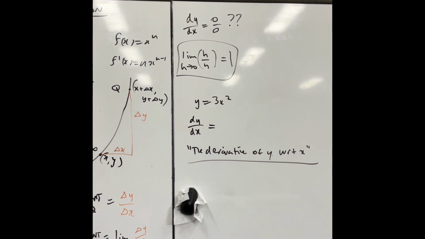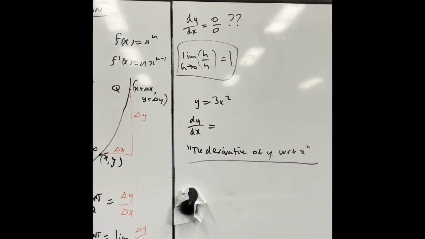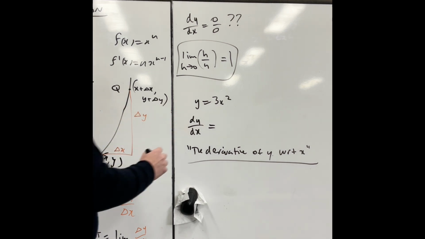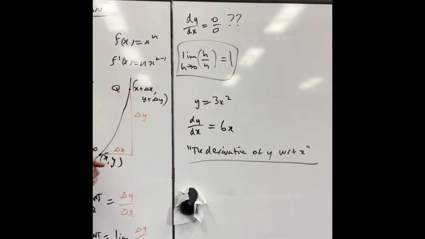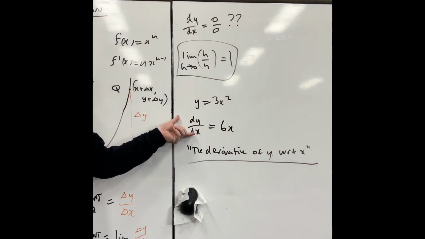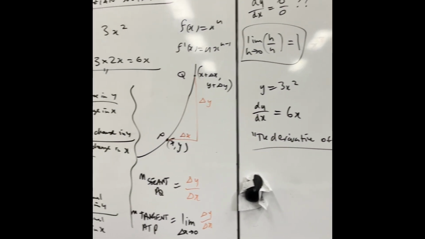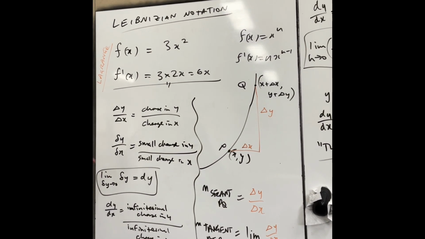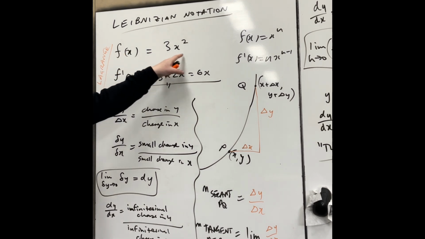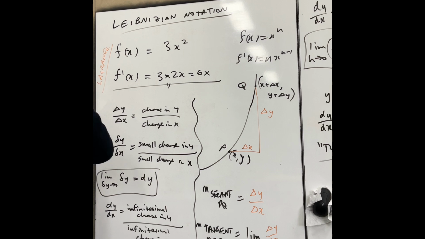3x squared. Y equals 3x squared. dy/dx is 6x. It's the derivative. Yeah? Now, what's subtle about this is that back in Leibnizian notation, you've got f of x and f dash of x. It's all x, right? There's x and what you did to it.